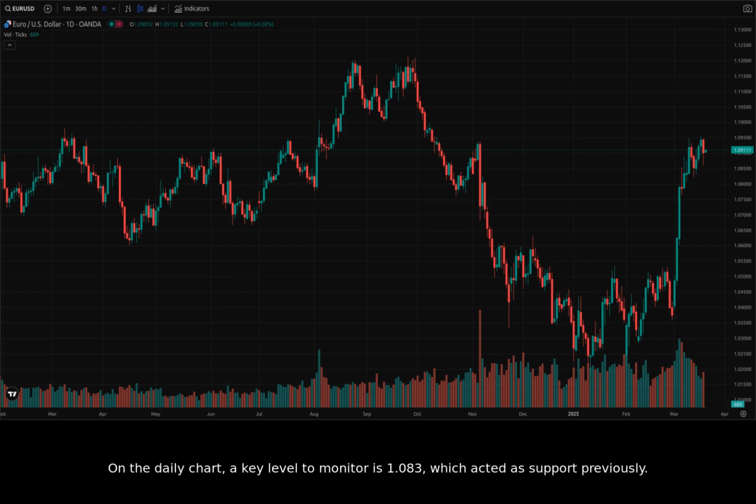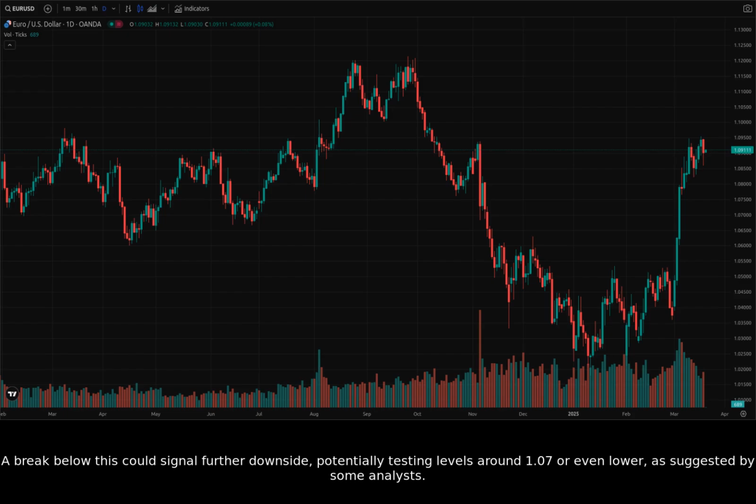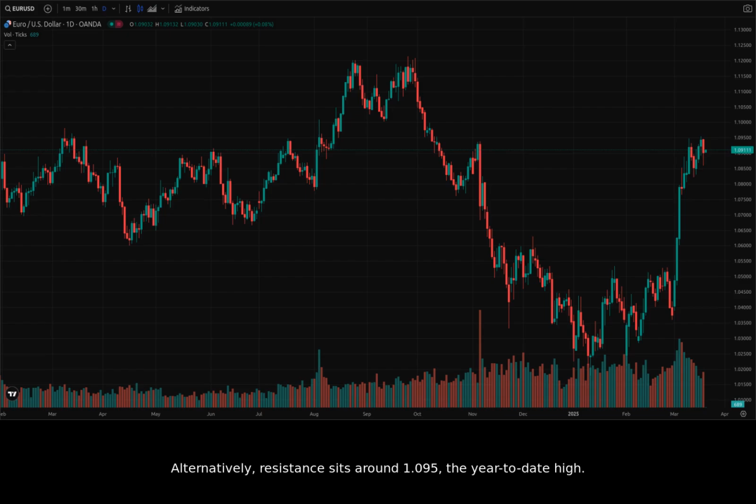On the daily chart, a key level to monitor is 1.083, which acted as support previously. A break below this could signal further downside, potentially testing levels around 1.07 or even lower, as suggested by some analysts. Alternatively, resistance sits around 1.095, the year-to-date high. A convincing break above could pave the way for a test of 1.10.